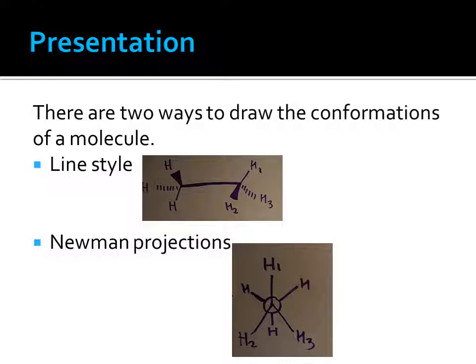as if you're looking at this carbon straight through this way. So this hydrogen is at the top, whereas this third hydrogen is down here and the second hydrogen is down here, where these three hydrogens are in place on the adjacent carbon.